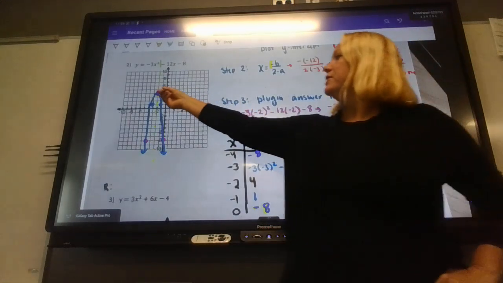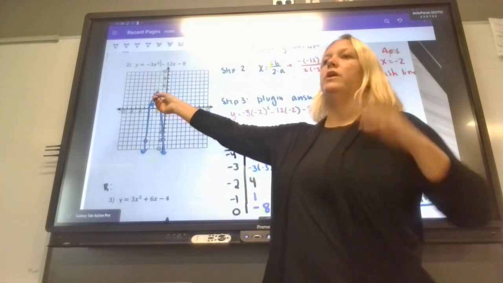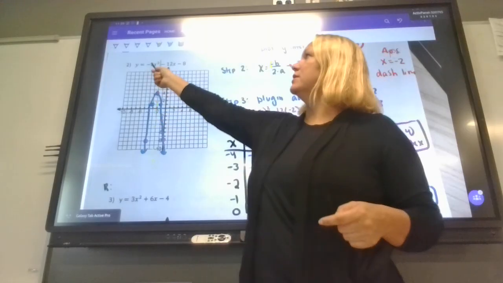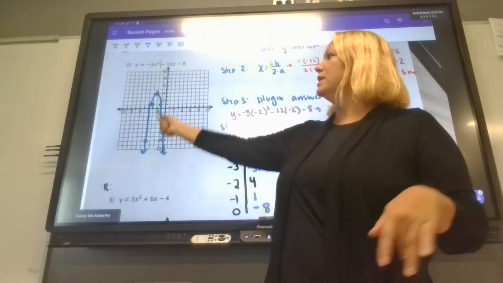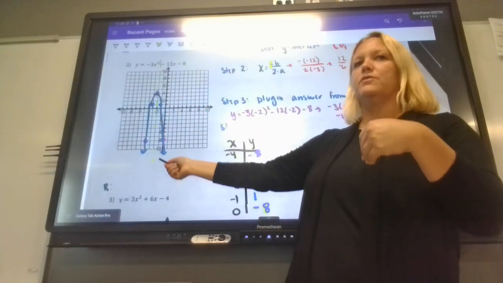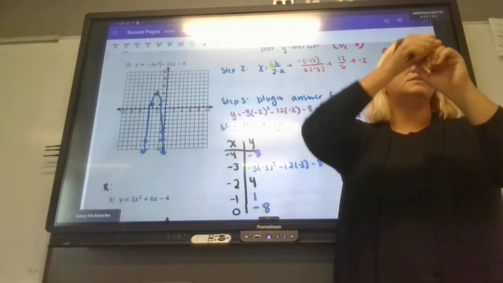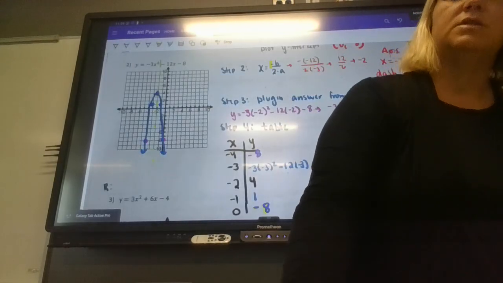Okay, so normally it would go from the vertex over 1 down 1. This one goes over 1 down 3 because of the 3 in front. And then instead of over 2 down 4, it goes over 2 down 12 because 3 times 4 makes that distance 12. So I see the stretch of 3 in this, just like I did in the transformations last chapter.